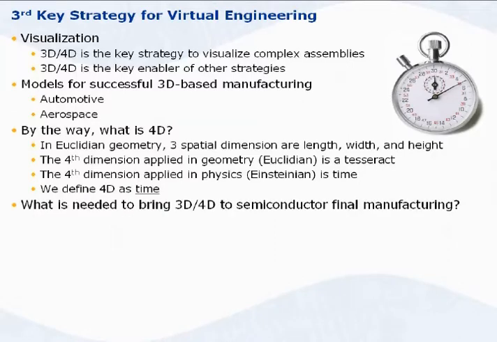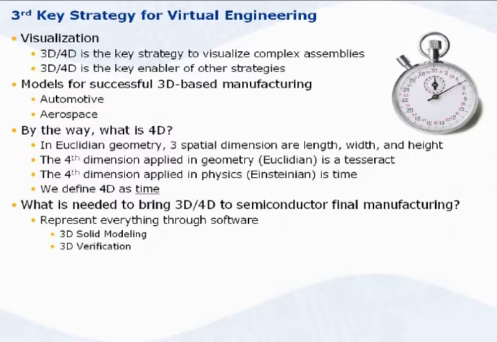So what is needed to bring 3D, 4D to the semiconductor manufacturing process? Quite simply, we must represent everything about semiconductor packaging manufacturing through software. We have to model the package using 3D solids, verify the package in 3D, simulate the process in 3D and 4D, and animate the process in 3D and 4D. That is what we mean to visualize the process.